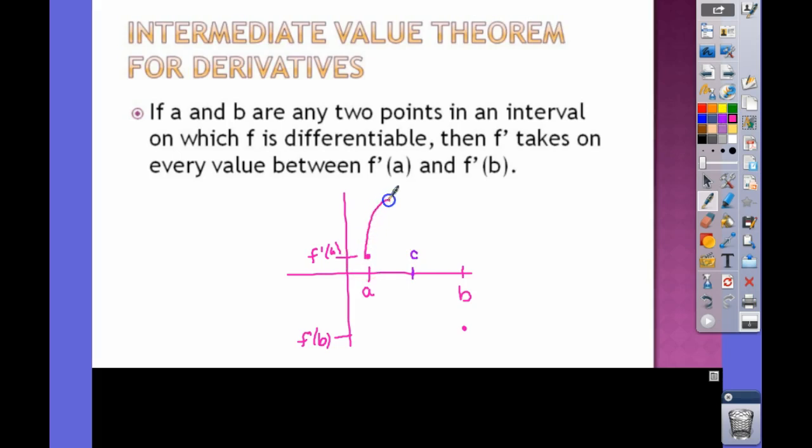Because we know this function has to go, doesn't matter what it looks like, from A to B and be connected. It could be a line. It could be just a little hump. Oh, it's gotta go back down. We don't really know what it looks like, but we know that C exists, and so does f prime of C, where f prime of C lives anywhere between f prime of A and f prime of B.